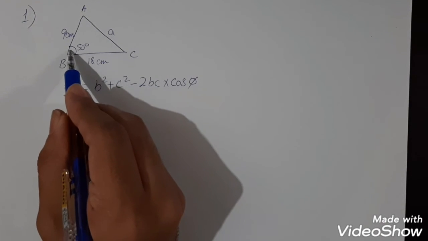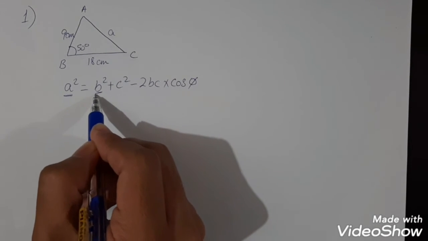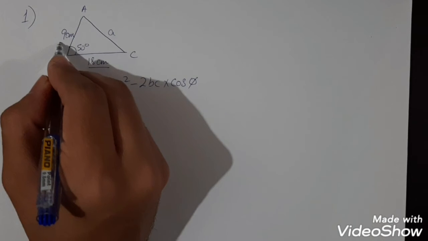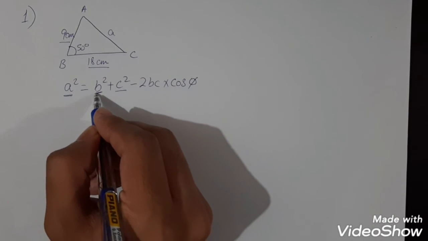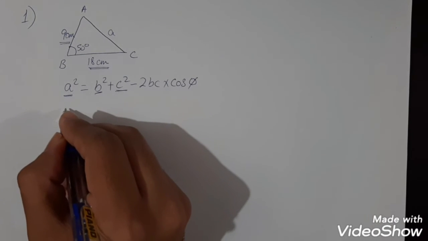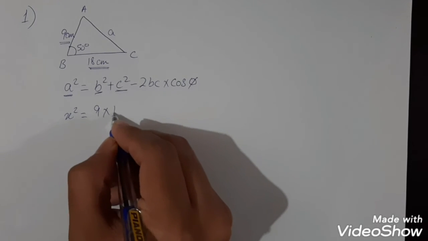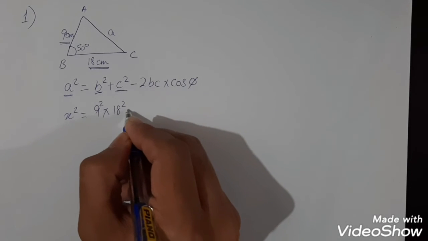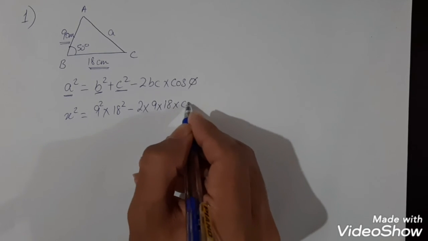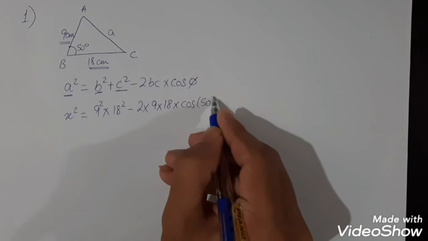The angle B is formed by BA and BC, so letter b will be 18 centimeter and letter c will be 9 centimeter, or else you can use b as 9 centimeter and c as 18 centimeter. So we write x square is equal to 9 square plus 18 square minus 2 multiplied by 9 multiplied by 18 multiplied by cos, and the angle will be 50 degrees, so we write 50.